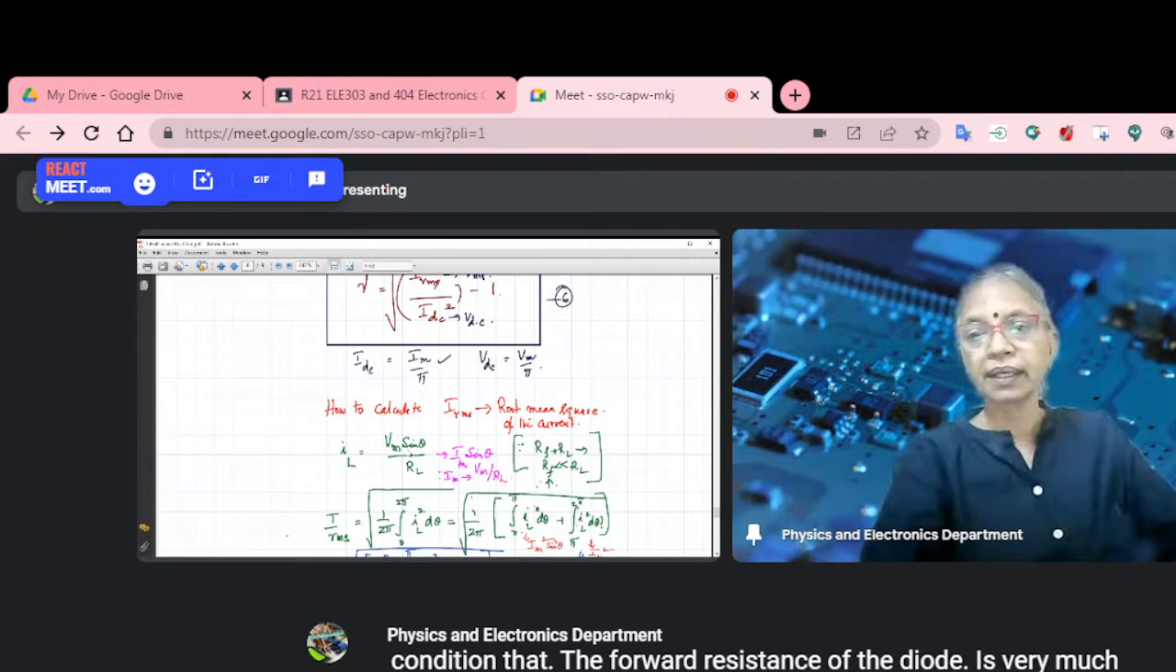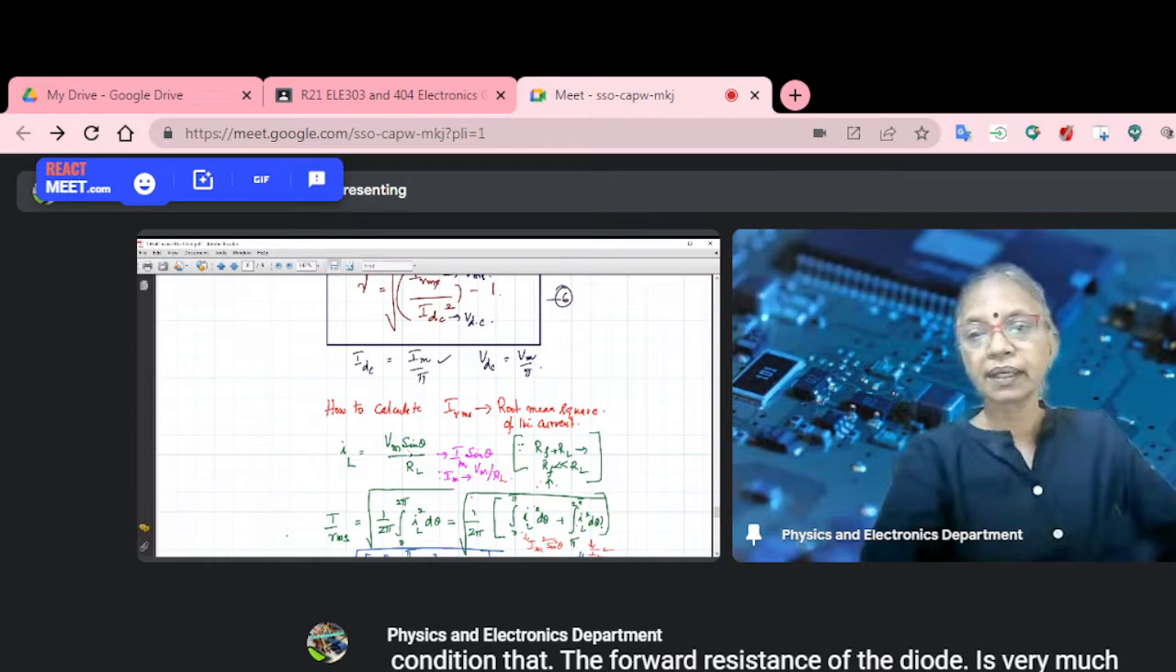So now what are you doing? IRMS is equal to root, mean and square. So first you must take the square, take the mean and take the square root. So IL square d theta. Why am I writing IL? Because it is the load current. Integrated between the limits 0 and 2 pi. Take the average; average means over a complete cycle, so it's 2 pi. And take the square root.